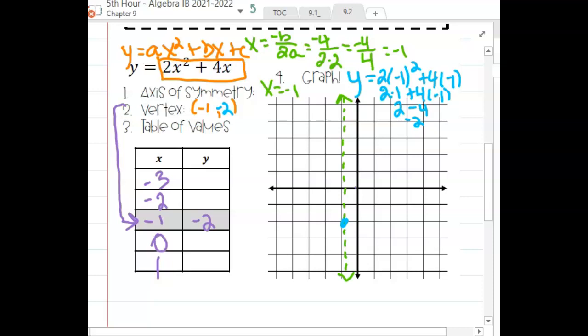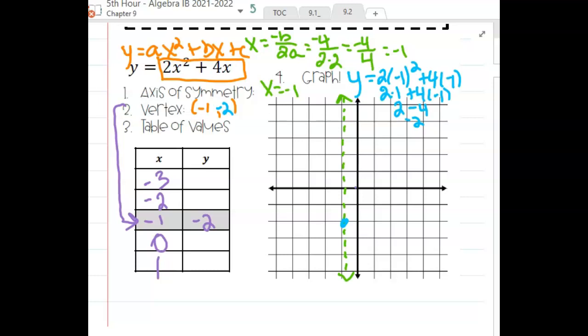So once you do your table, once you plug in your vertex, you're just going to fill in the numbers around that x coordinate. Okay, see that? So if this was a 5, you do 4, 3, and then 6, 7. Right? Just kind of go up and down. Okay, does that make sense?